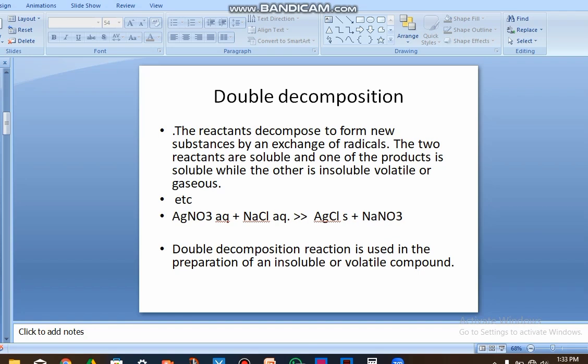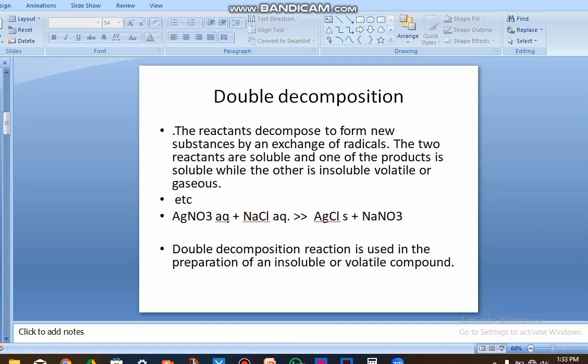So the two reactants are soluble. JAMB might set this question in this form: two reactants are soluble, one of the products is soluble while the other is insoluble. Insoluble means something that cannot decompose, just the opposite of soluble. Soluble means when a substance is added to a liquid, it will melt, right? But insoluble means it cannot. Let me give examples of insoluble.